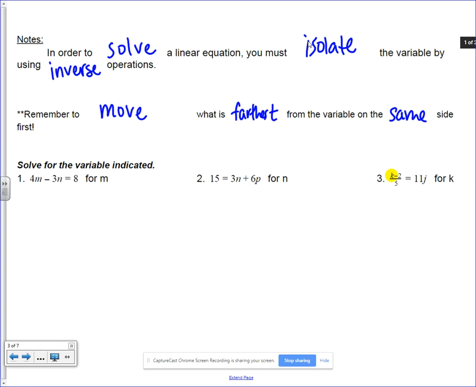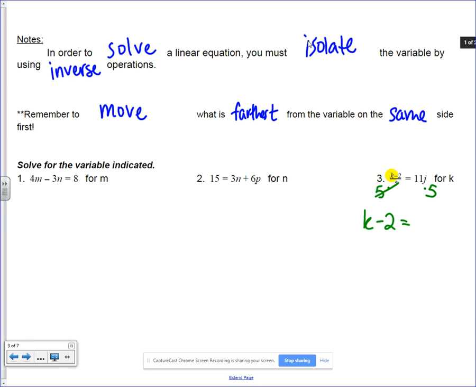So that K is the one I want to isolate. Can you put an arrow on it or circle it so you know that's the one we're trying to isolate? So what is farthest from that K on the same side? Everybody see that 5 down there? It's being divided, isn't it? So what are you going to do? Multiply it. When I do that, those cancel. What is left on the left?